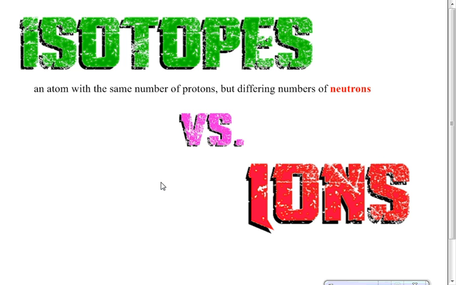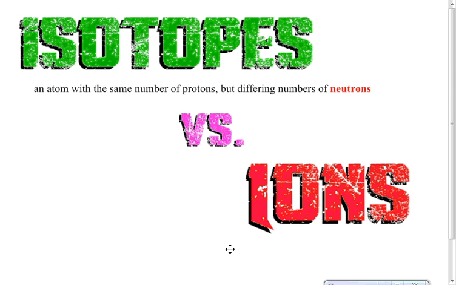I'm going to have the same number of protons, so that means it's the same element. Yesterday we talked about if the protons don't change, then it's always the same element. But if I have a different number of neutrons, then what am I changing? I am changing the mass because protons and neutrons are dealing with mass.